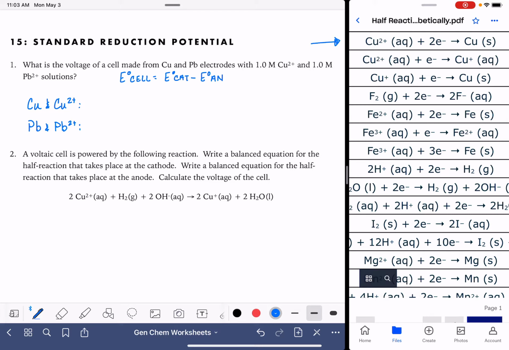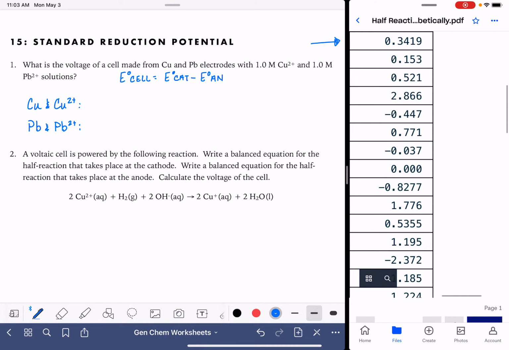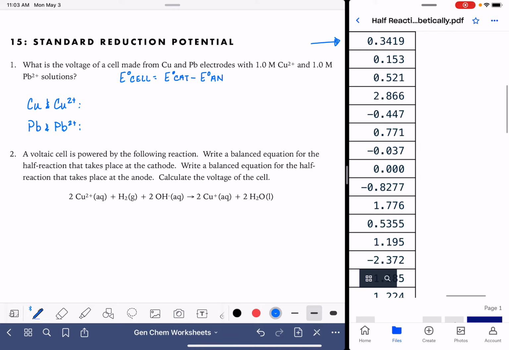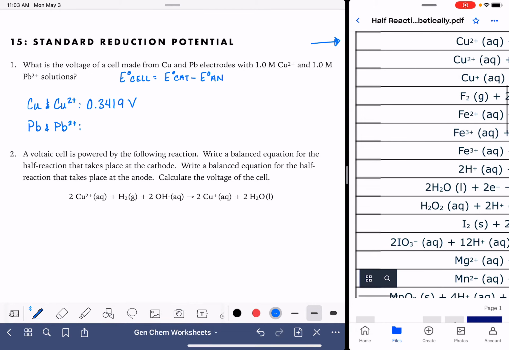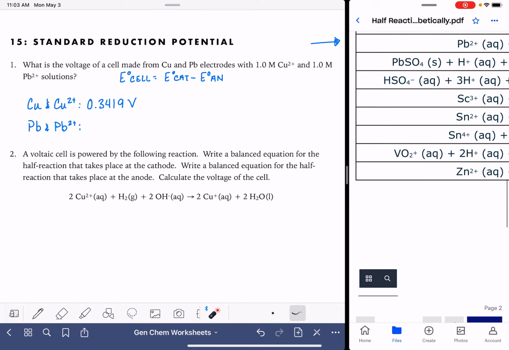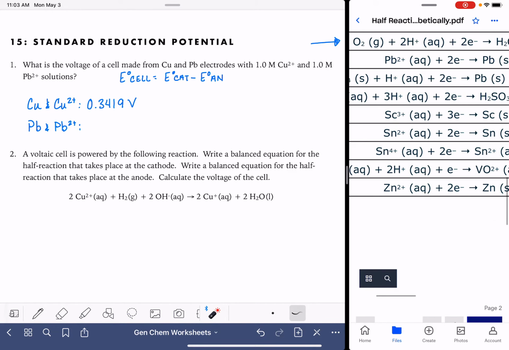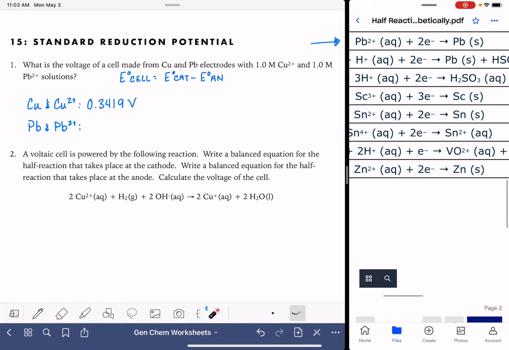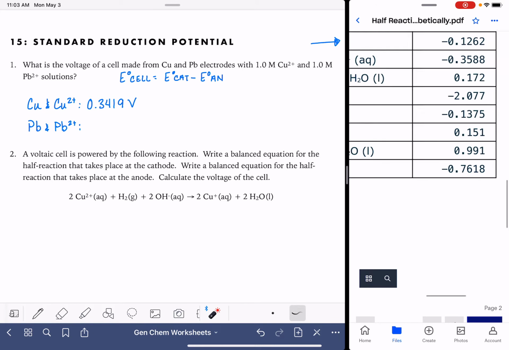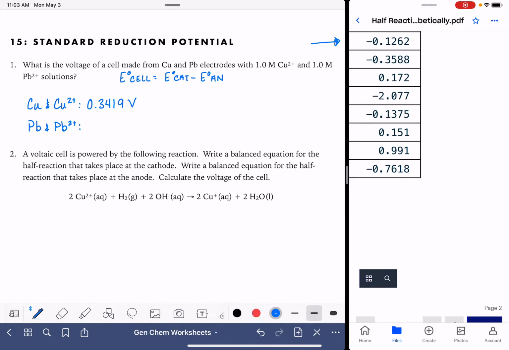And then to get the voltage of this, I'm just going to scroll over. So here's the voltage of that half reaction. It is 0.3419 volts. And now we're going to look for the lead and lead 2+, this one right here. There's only one lead half reaction, lead 2+ and lead. The voltage for that is negative 0.1262 volts. So we're just going to take these two numbers and plug them into this equation.